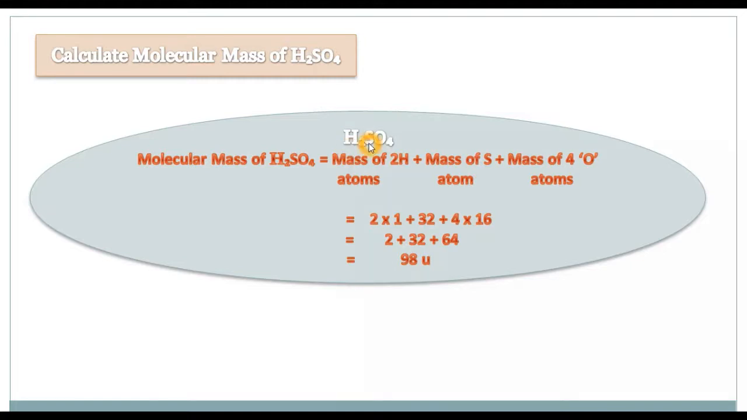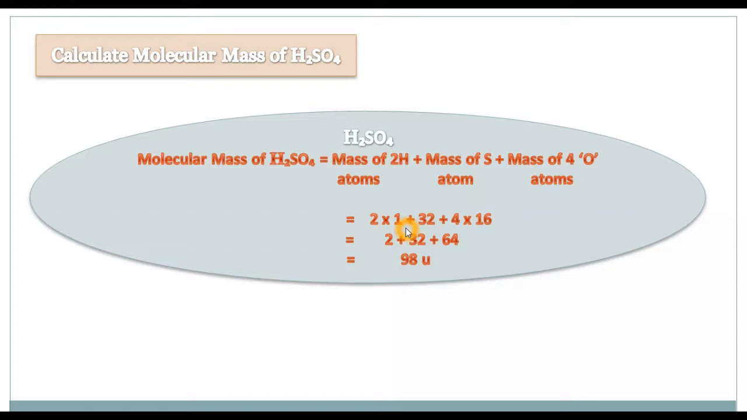Sulfur is only one atom, so the mass of one sulfur atom, and oxygen has 4 atoms, so the mass of 4 oxygen atoms. The mass of one hydrogen atom is 1, but we have 2 hydrogen atoms, so 1 into 2, plus the mass of the sulfur atom, that is 32, and the mass of an oxygen atom is 16, but we have 4 atoms, so 16 into 4. So you will get 98 units. That means the molecular mass of sulfuric acid is 98 units. This is the molecular mass of a molecule of sulfuric acid.